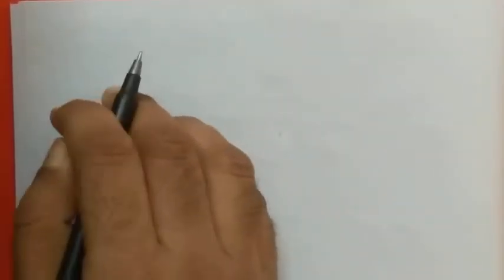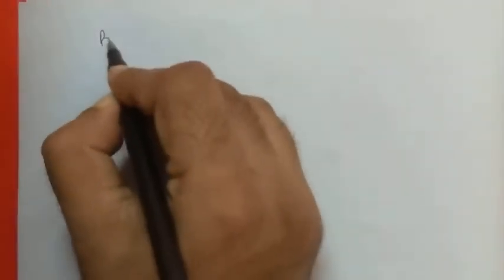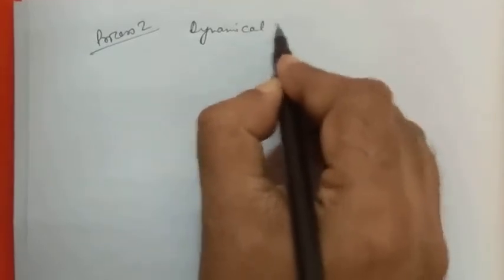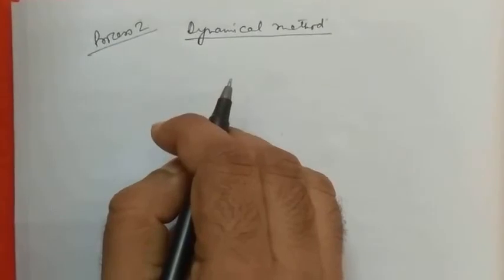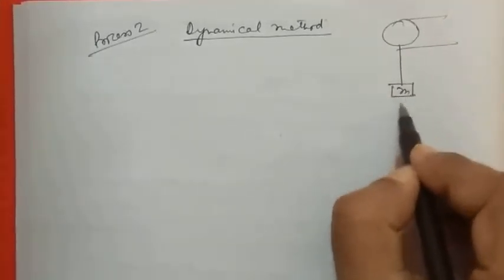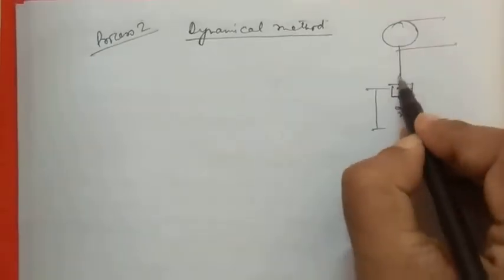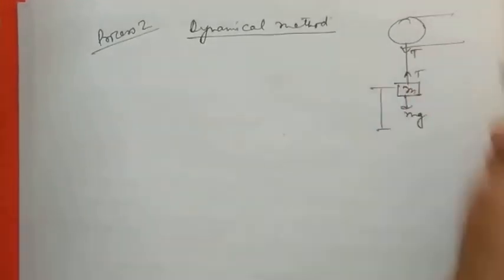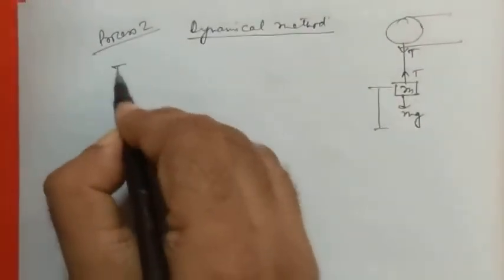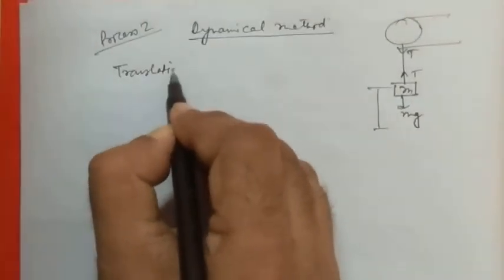Now we can do the same problem in another process, number 2, which we can name the dynamical method. That means we have to write two equations, one for translational motion and one for rotational motion. Now for the cylinder and the block m, the weight of the block acts downwards by height h. Tension here is T. So we write two equations, one for translational motion.